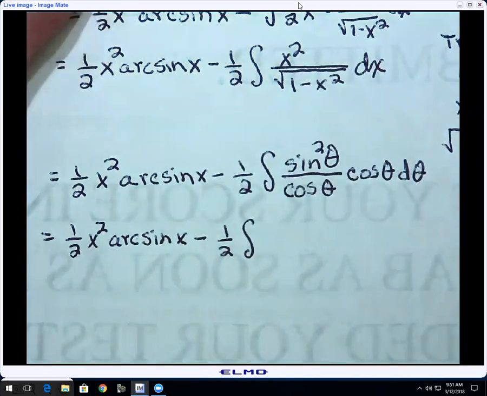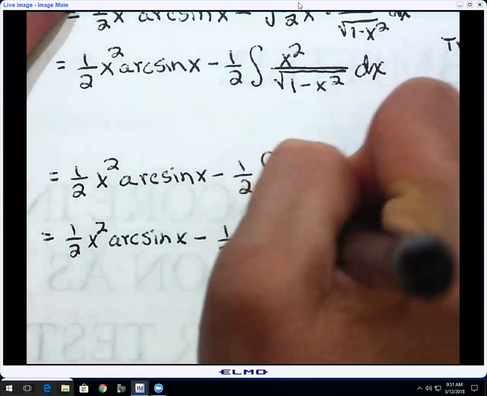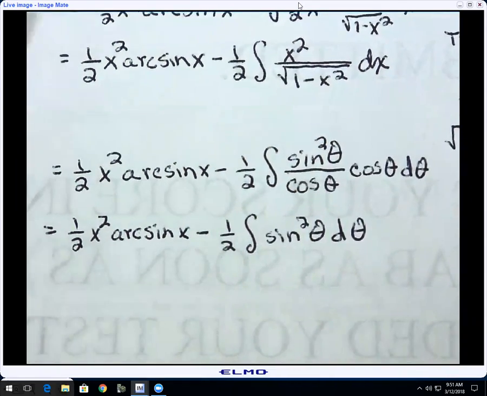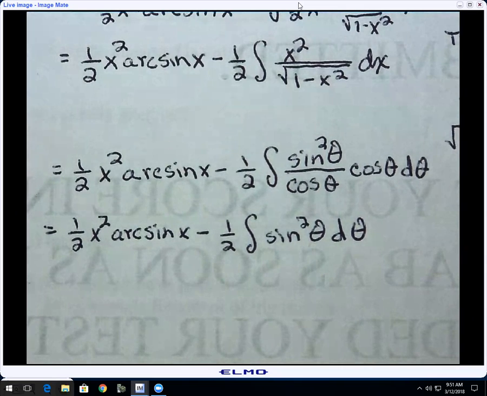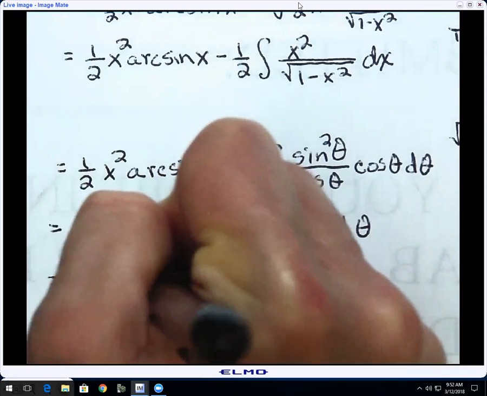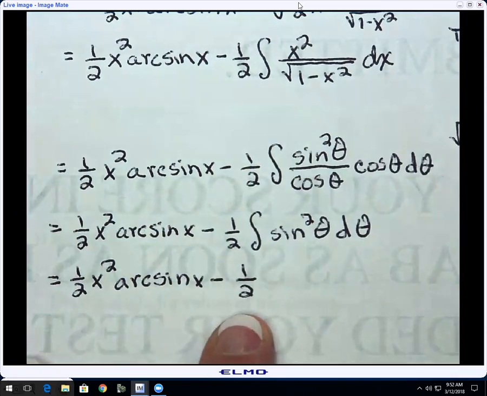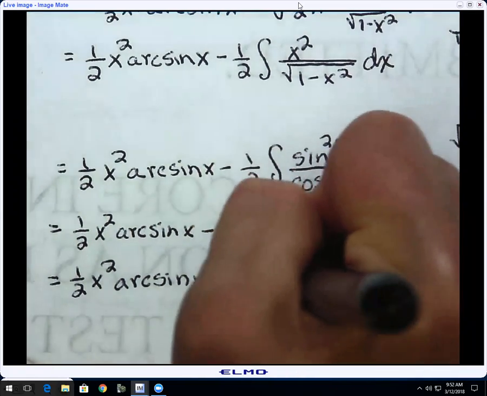That integral cleans up to be just sine squared theta d theta. In 8.3, how did we learn to deal with even powers of sine and cosine? It's 1 minus cosine 2x over 2. And I usually bring the 1/2 out front. That's the 1/2 that was already there. Here's the 1/2 I'm bringing out front.